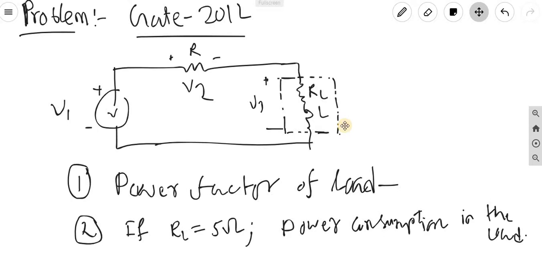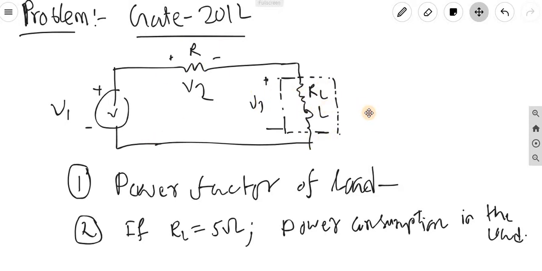Hello everyone. In this lecture, we will be discussing one problem. It's a relevant problem related to the previous lecture. This problem is from GATE 2012, the electrical engineering paper.